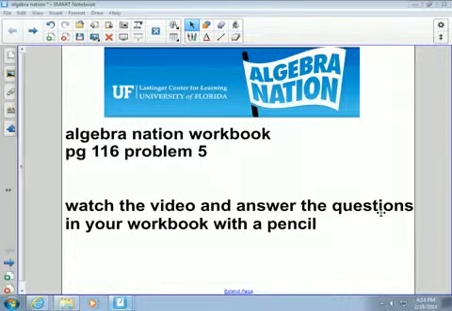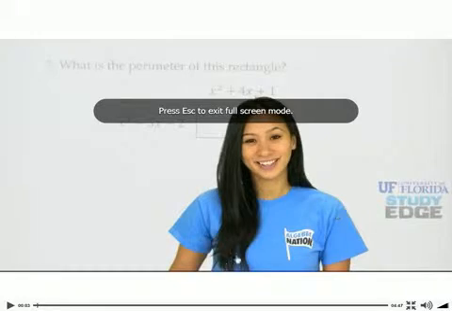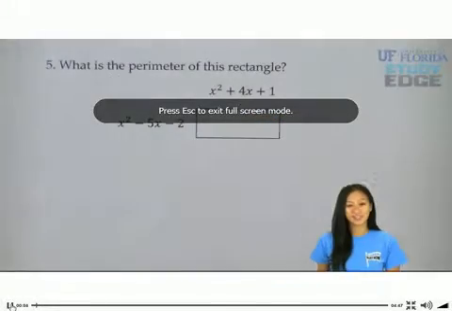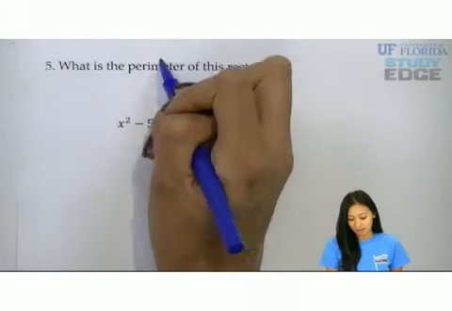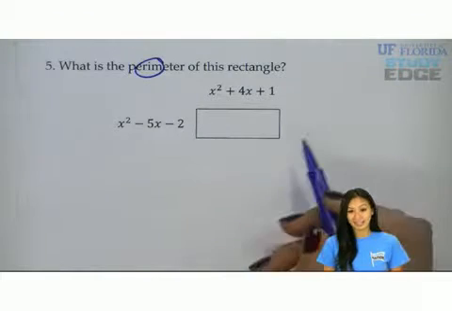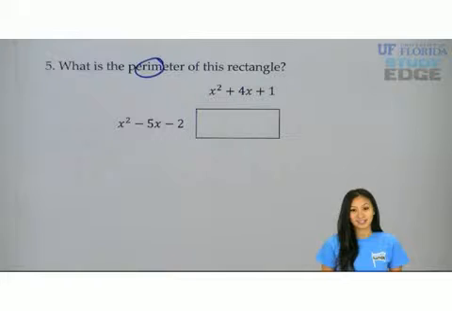Page 116, problem square root 25. This next question, what is the perimeter of this rectangle? I see the word perimeter. I know it's asking for everything that's around. I'm adding all the sides together.